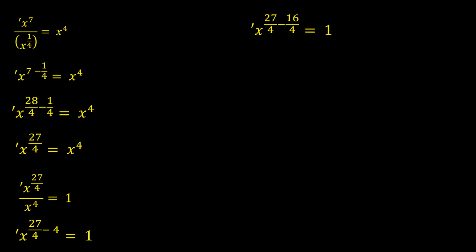Express 4 as 16/4 to have a common denominator. Simplify the exponent. 27/4 minus 16/4 is 11/4. Now x to the power of 11 over 4 equals 1.